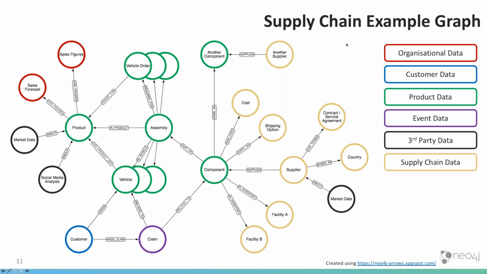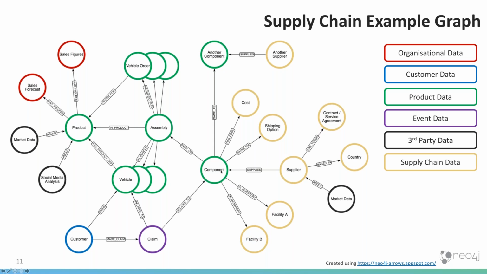So in this yellow color over here on the right, we have a lot of information about suppliers. And so here we have suppliers that we buy components from. They supply us with components. We can see the cost of those components, what options we have for shipping. We already have some inventory of them, so we can see we have some inventory here in facility A, some inventory here in facility B.